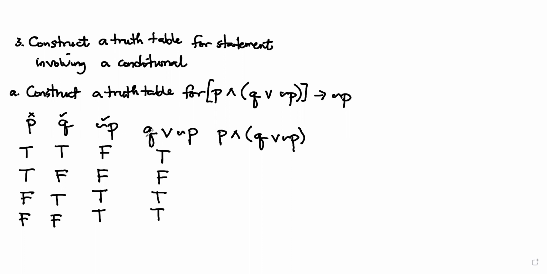P and this compound statement using conjunction and. For and, if one of the statements is false, then it's false. True and true, that is true. True and false, that is false. False and true, that is false. False and true, that is false. So we're done with this part.